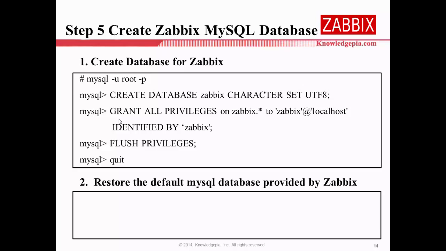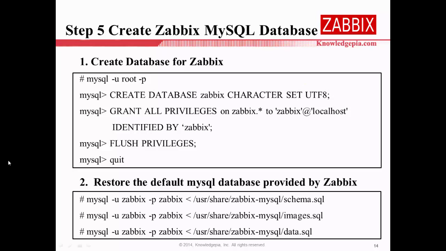Number 2, restore the default MySQL database provided by Zabbix. If you are successful with Zabbix, then Zabbix will provide the database tables. So if we are successful to create the database zabbix, then we need to use this command. Here, zabbix means the username. This zabbix means the database name. And if we successfully install Zabbix, then Zabbix will provide these SQL files: schema, images, and data. If you import these 3 files, then they will create tables for this Zabbix database.